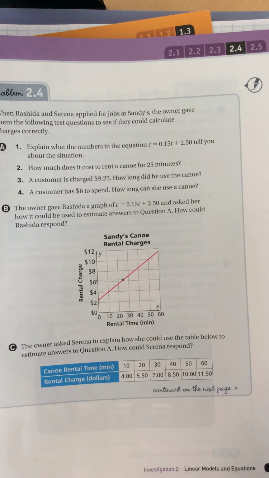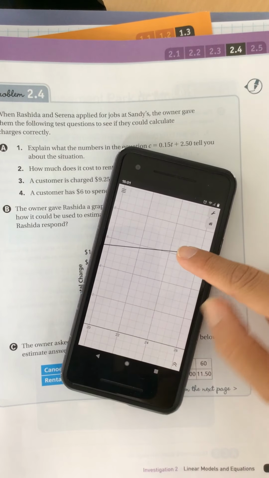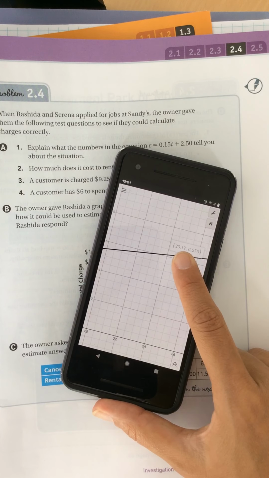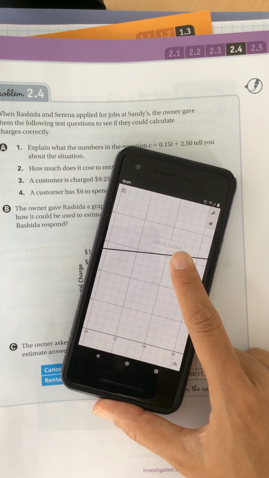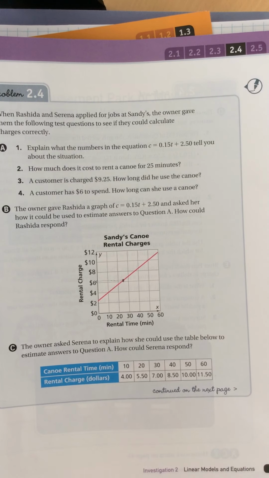So let's find out. Let's work backwards. When t is 25, so somewhere over here, when x is 25, is the y value 6.25 like we predicted? If I could get there exactly. There it is. Yes, at 25, it is $6.25. So that's how you can use the graph to estimate the points. We're eventually going to learn how you can do this without a graph to solve these problems. All right. See you next time.